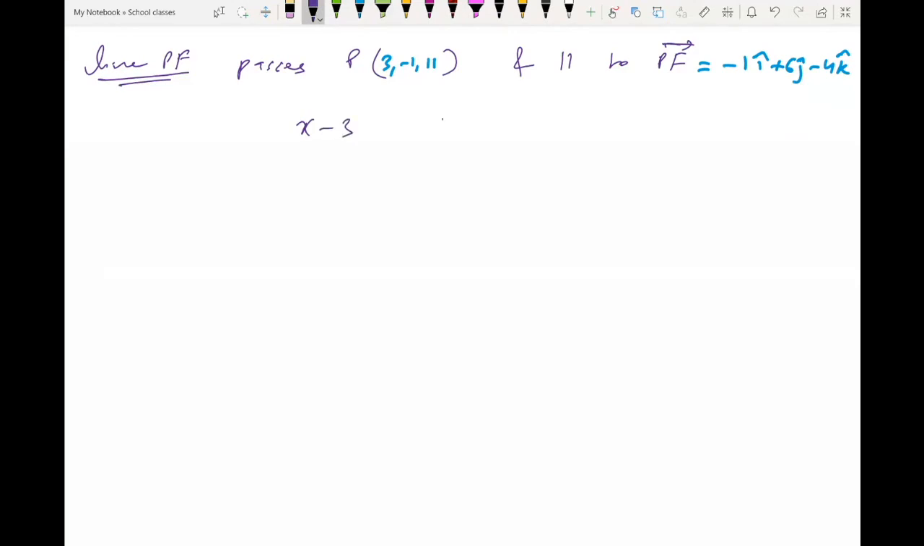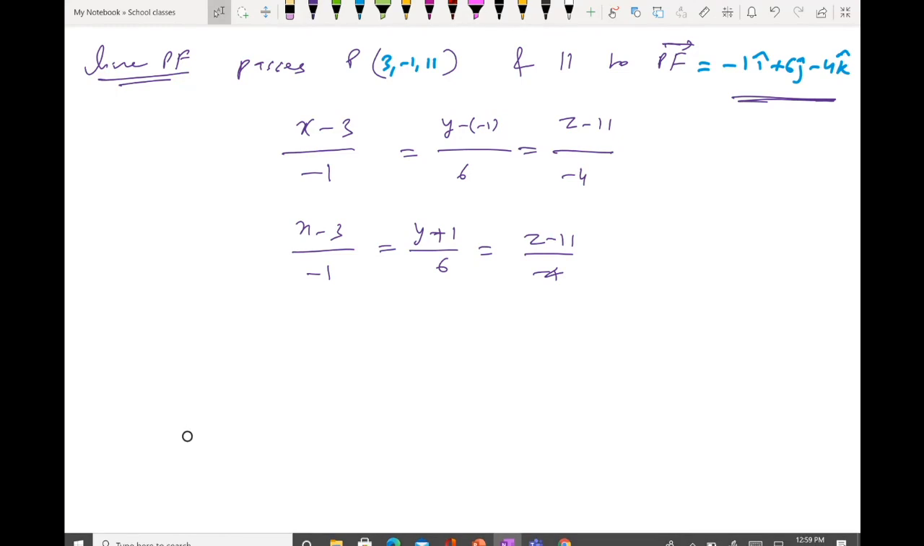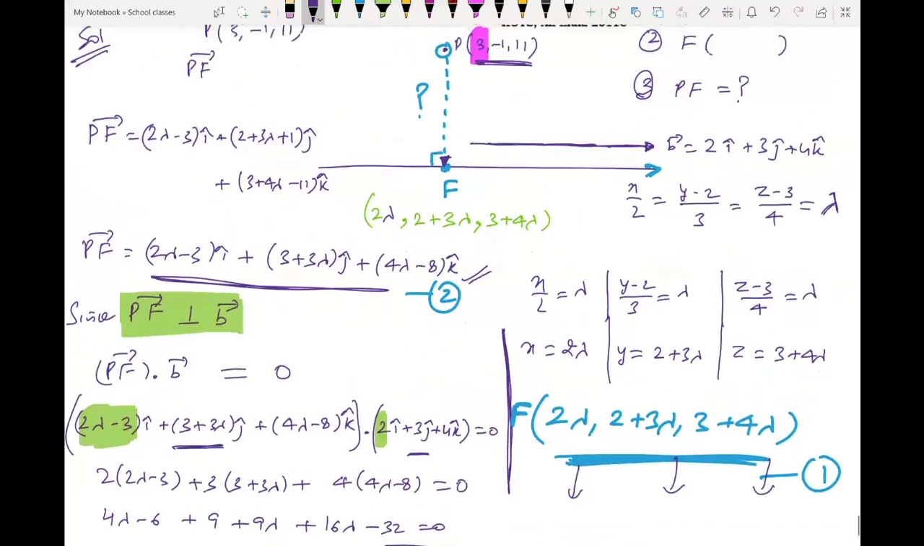x minus 3, y minus 1, which is y plus 1, over 5, z minus 11, divided by the DRs of the b vector. This is the b vector here. Is there any doubt to anyone? Just try to simplify it. So this is the equation of perpendicular PF. Is it clear?